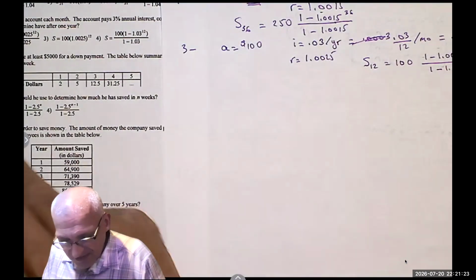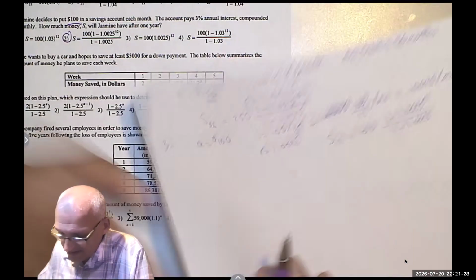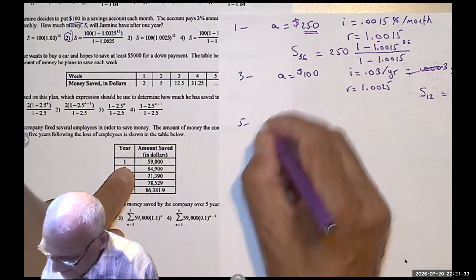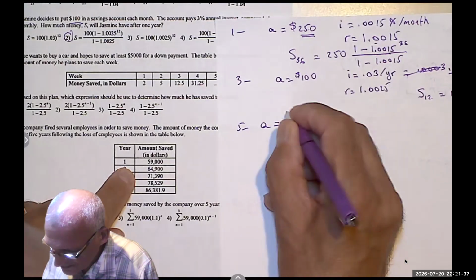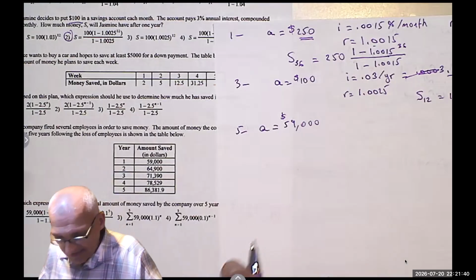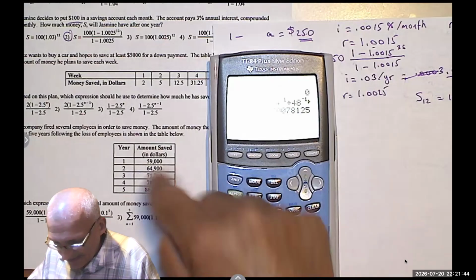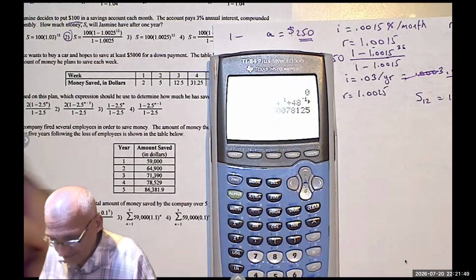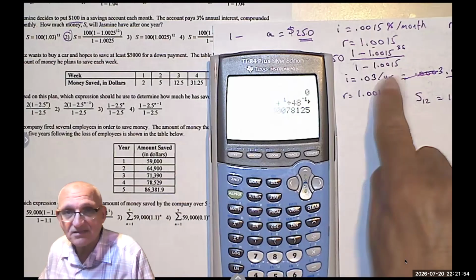A company fired several employees in order to save money. The amount of money the company saves per year is given below. So for number 5, they give me A as $59,000. Then I have to divide each year by the previous one to get the R, and this will give me R right away. I don't have to add one like I did here, because that was the interest, but this is the whole amount.